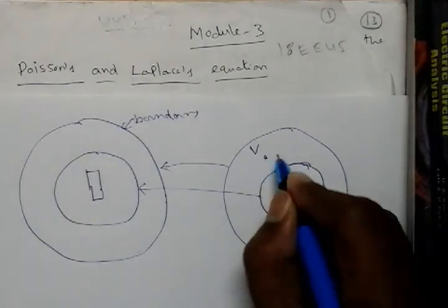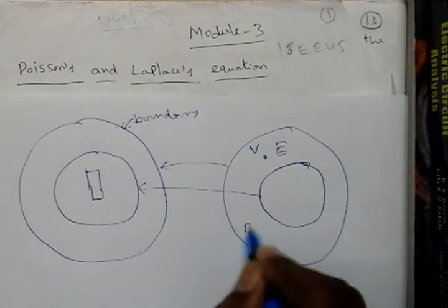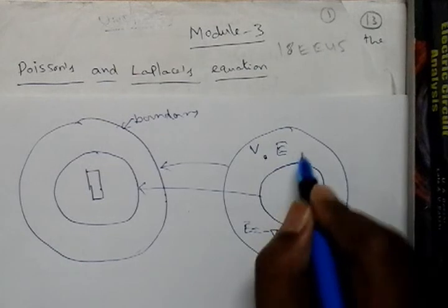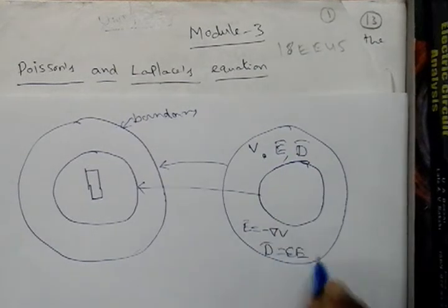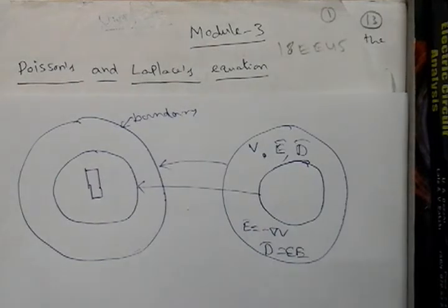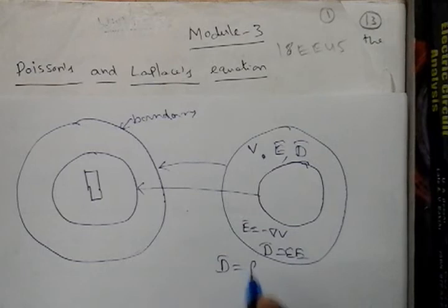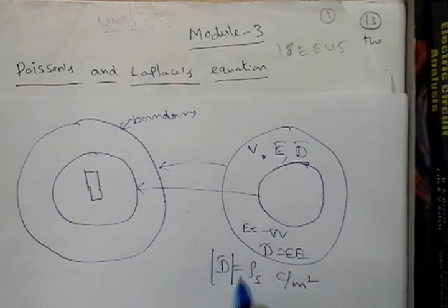Once you know the V, then you can determine the electric field. The electric field E bar is equal to minus del V. Once you know E bar, then you can determine D bar. The relation between D bar and E bar is D bar equal to epsilon E bar. Once you know D bar, the electric flux density, that is nothing but surface charge density, because both the units are same. So D bar is equal to rho s. Actually rho s is equal to magnitude of the D bar.